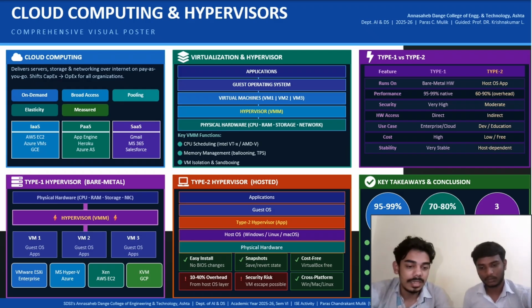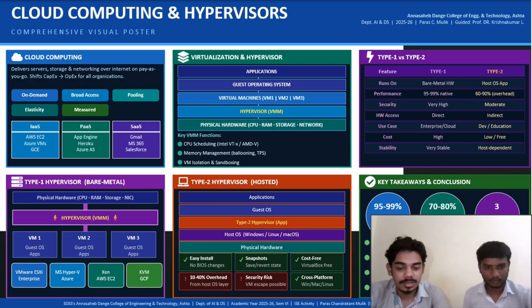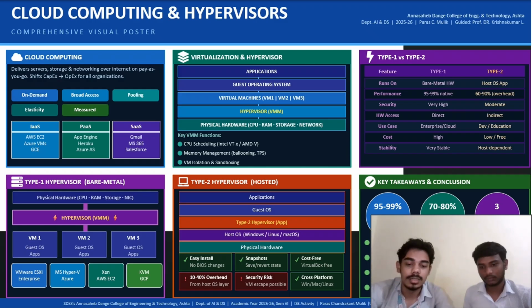Examples are VMware ESXi, then Microsoft Hyper-V. Also, there is one more, Xen. These are basically the three types. Type 1 hypervisors are mostly used in data centers.